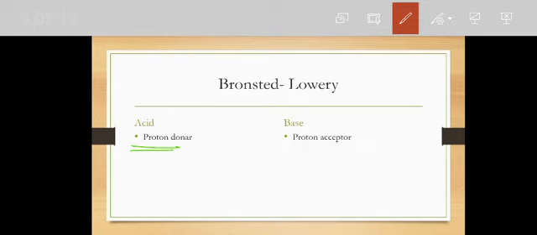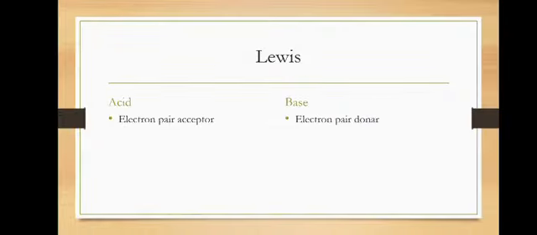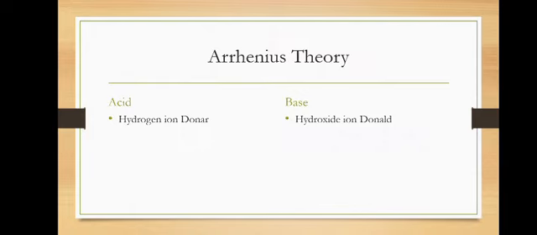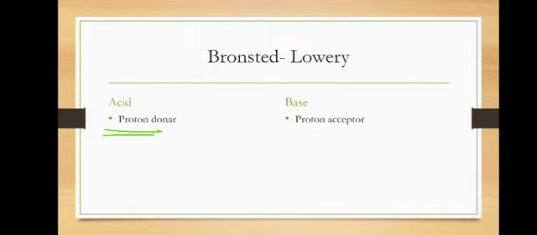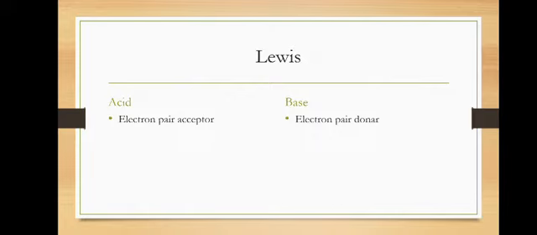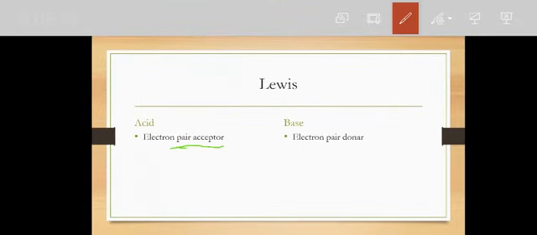Now the next concept is Lewis theory. Lewis theory is related to the electron pair. So the first theory, Arrhenius theory, is related to hydrogen ion and hydroxide ion. The second, Bronsted-Lowry theory, is related to proton donor and proton acceptor. The third theory is related to electron pair donor. This is a very important word: electron pair donor.